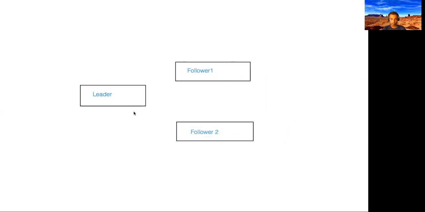Now the idea of a single leader application is that essentially all the updates, all the writes are happening on the leader, and then the data gets replicated to the followers from the leader. The followers also provide access to data to the application tier, but they are principally used only for reads. So these are only reads.